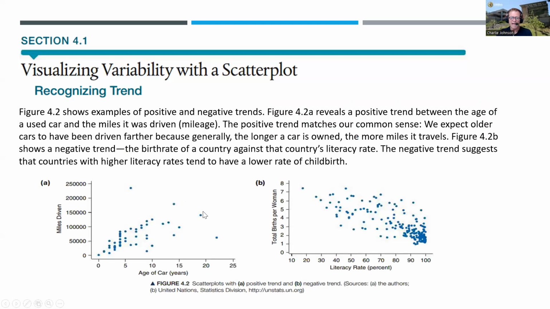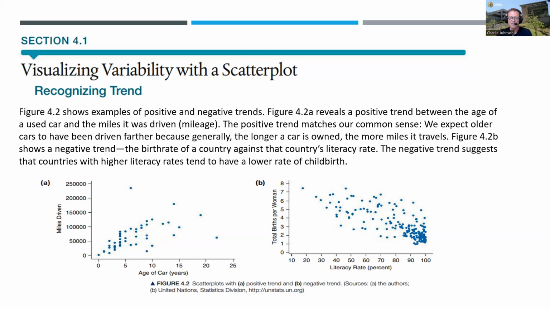Figure 4.2 shows examples of positive and negative trends. The figure 4.2a on the lower left reveals a positive trend between the age of a used car on the horizontal axis and the miles it was driven on the vertical axis. The positive trend matches our common sense, and that is we expect older cars to have been driven further because generally the longer a car is owned, the more miles it has traveled.